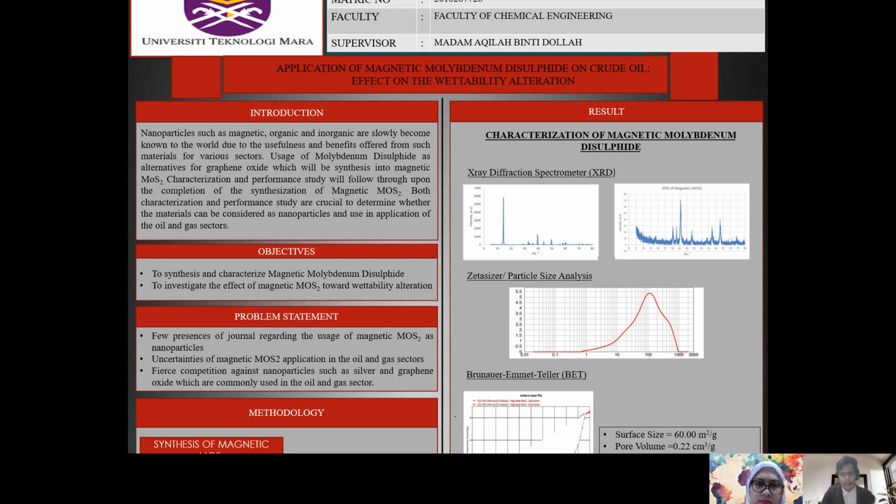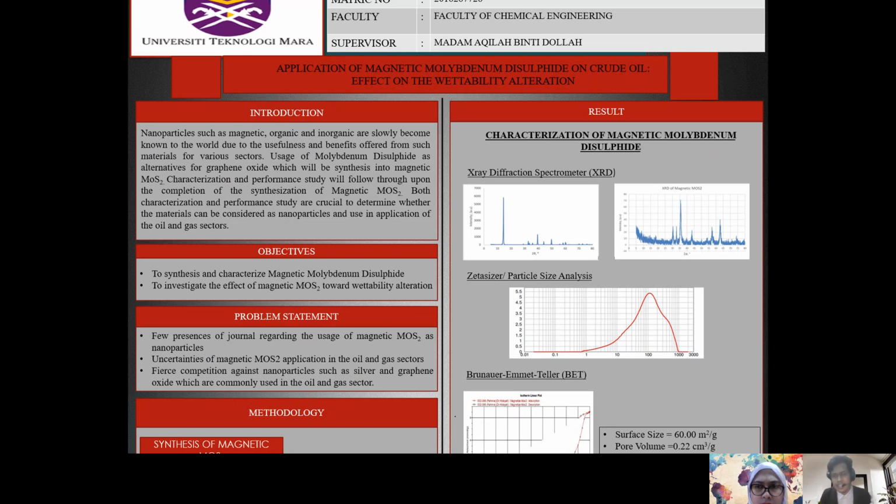I compare it with one of the previous studies, and the diffraction peak I gained from my XRD is the same as the past studies. That shows that the chemical that I received, or the powder that I received, is really molybdenum disulphide.